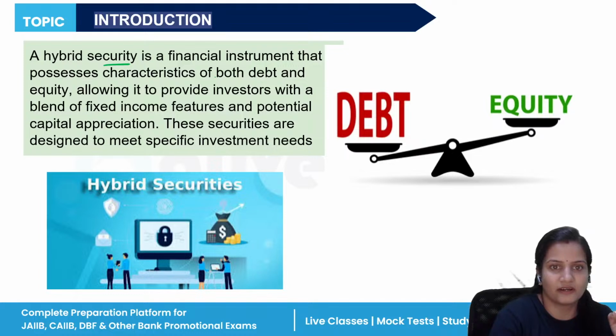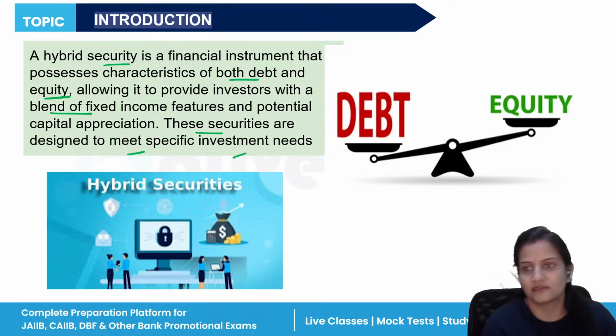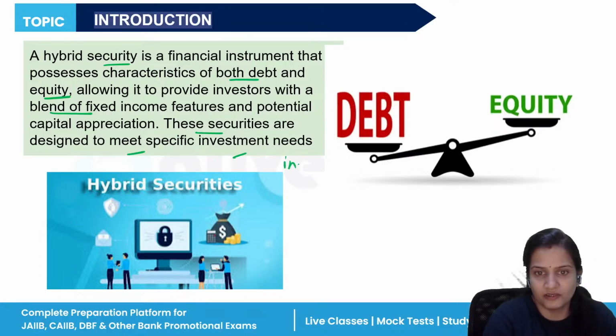So again, hybrid securities consist of both debt and equity. It is a blend of both debt and equity. These securities are designed to meet specific investment needs that are important for the investors.